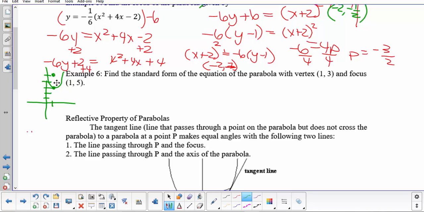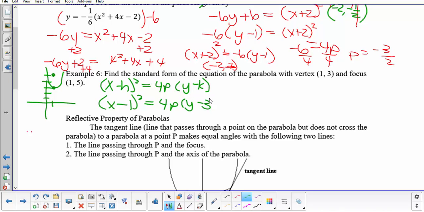Because the parabola is facing up, I know I'm going to use the form (x minus h) squared equals 4p times (y minus k). So (h, k) is the vertex, and I know the vertex is (1, 3), so I can just plug in those points. So I have (x minus 1) squared equals 4p times (y minus 3).